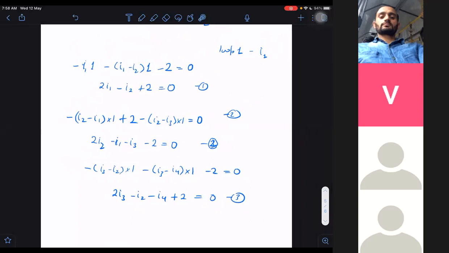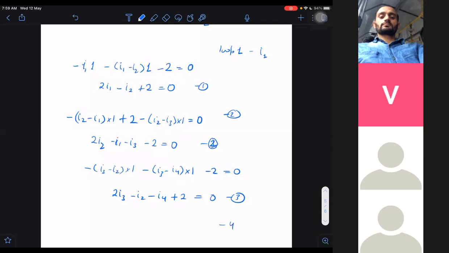Is there any pattern we are noticing now? Alternating plus 2 and minus 2. 2I1 minus I2 plus 2. Then we are getting 2I2 minus I1 minus I3 minus 2 is equal to 0. Now we are getting 2I3 minus I2. If you are still not noticing any pattern, try one more equation. You will definitely notice some pattern.